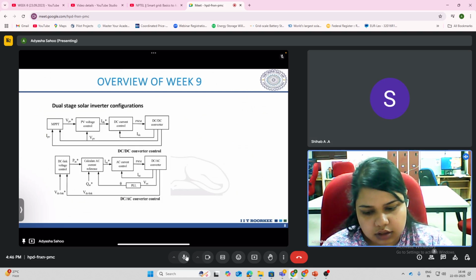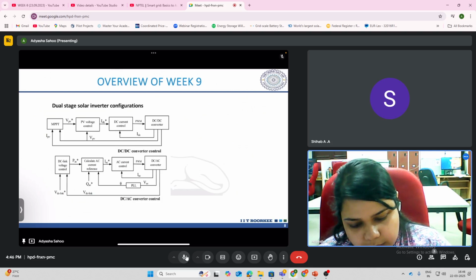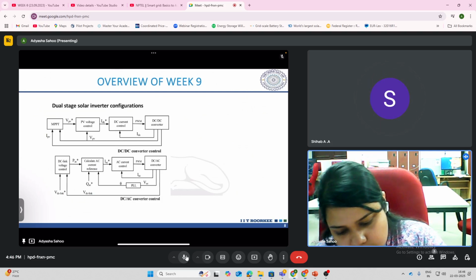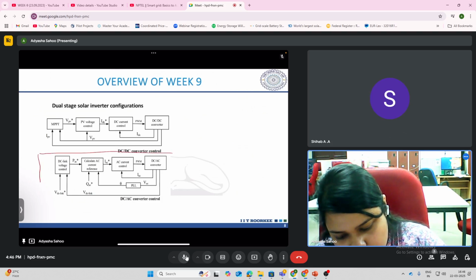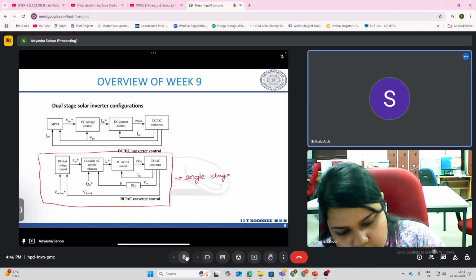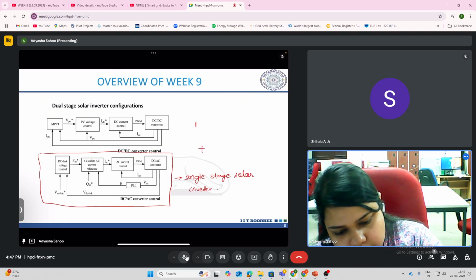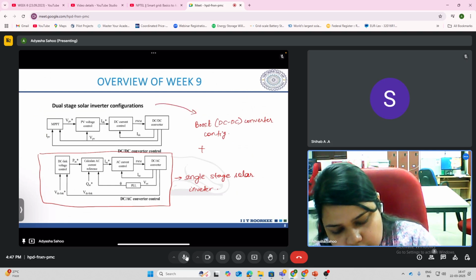So this was the single stage conversion, and in the dual stage inverter configuration, again, this control is similar to the single stage. So this is the same as the single stage solar inverter, with the addition of the boost or DC-DC converter configuration to get the dual stage configuration.